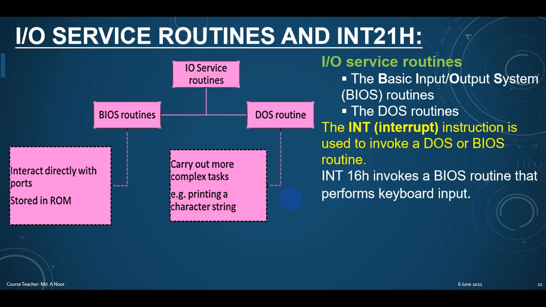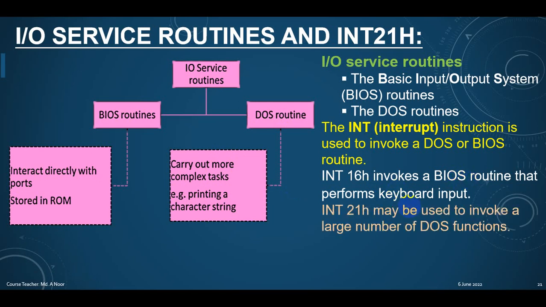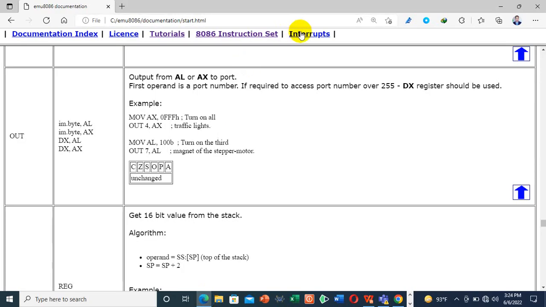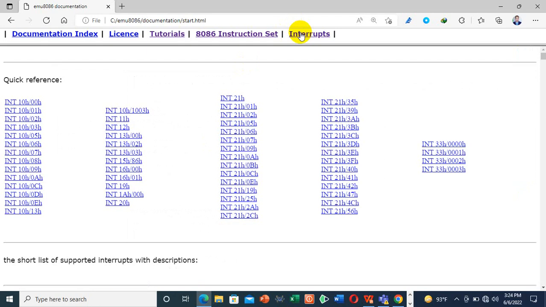Okay. Interrupt 16 hex invokes a BIOS routine that performs keyboard input. Interrupt 21 hex may be used to invoke a larger number of DOS functions. And if you go over there, you have a complete listing. Interrupt. There are several interrupts. They have different functionality. Every interrupt has a number. And in our programming, we most widely use the interrupt 21 hex.